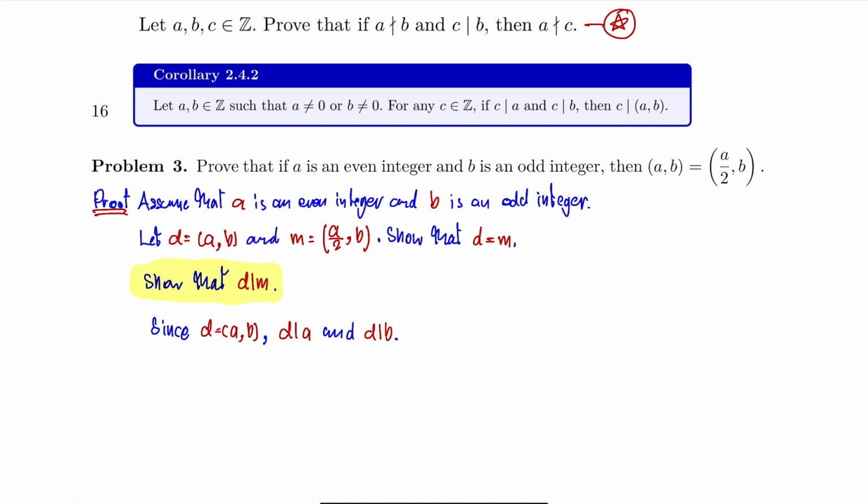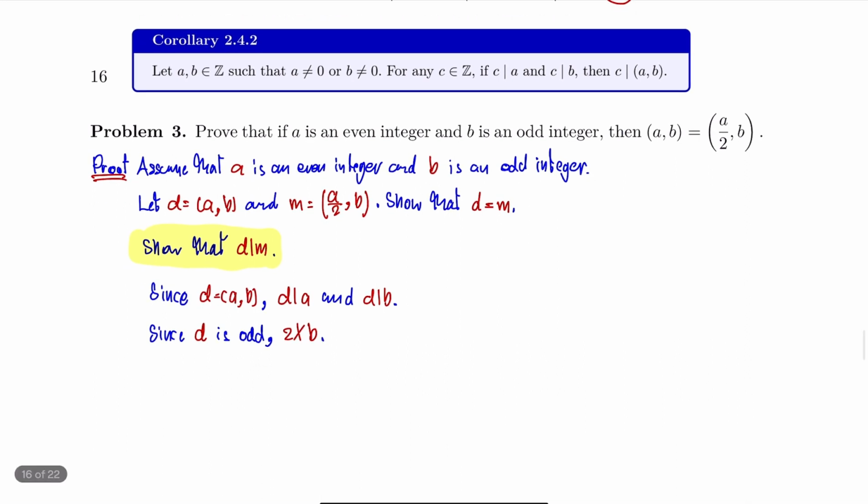Okay, and a is even but b is odd. So what do we know right now? Since b is odd, it's pretty obvious that 2 does not divide b. Okay, 2 does not divide b. And then what can we do next? We have d divides b, but 2 does not divide b. What do we have?